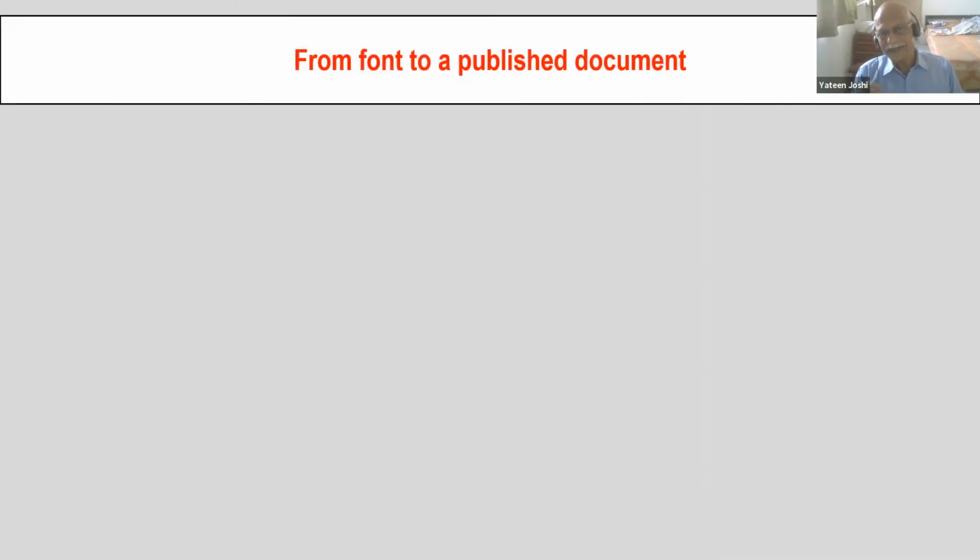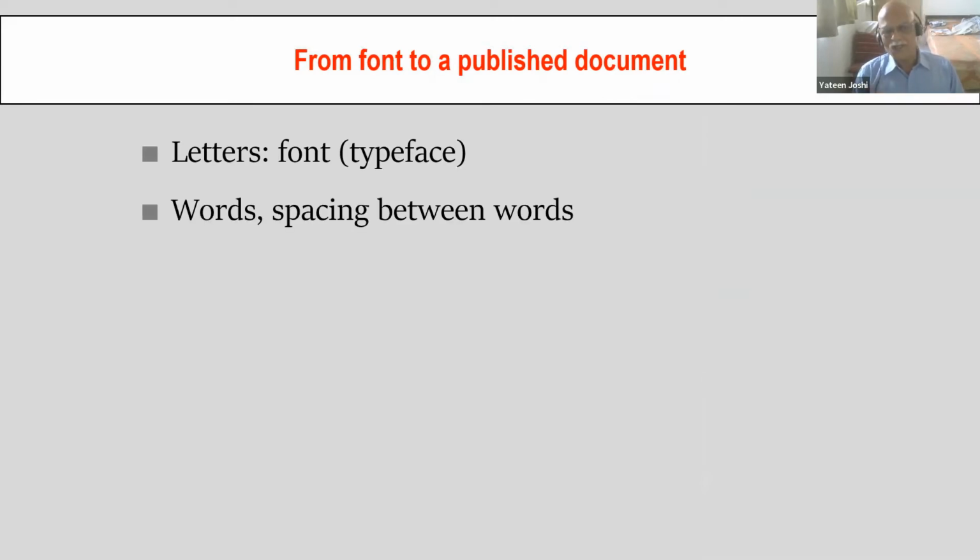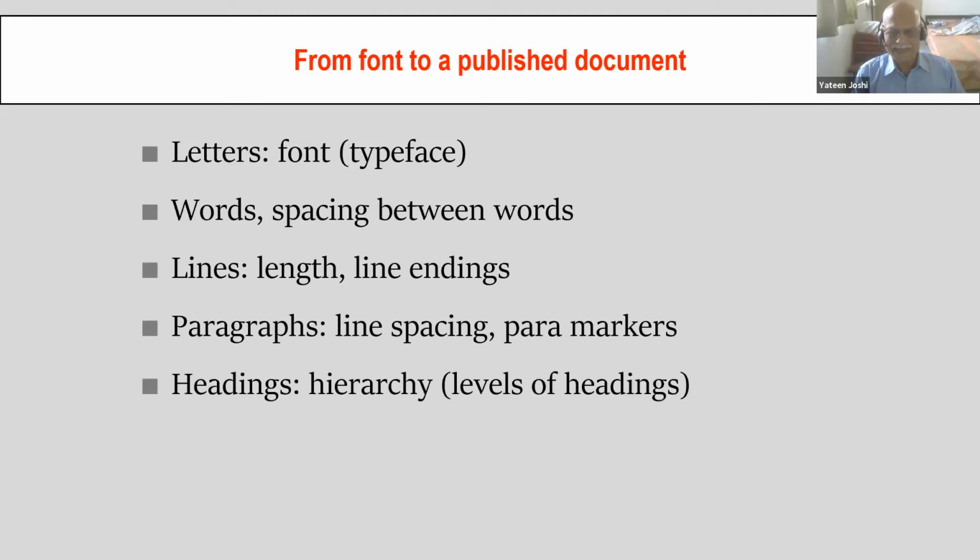So how do we go there? Now let's work it through step by step. So we'll begin with letters, that are the building blocks. Then letters coalesce, they come together to form words. Words form lines, lines form paragraphs, paragraphs form pages. Then typically in technical writing, you also have headings. You have a whole hierarchy of headings, and then you have the document.